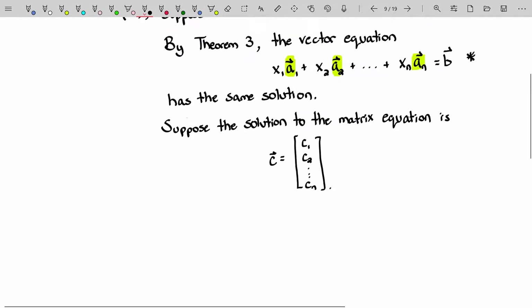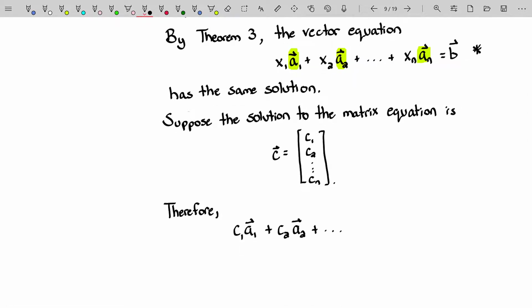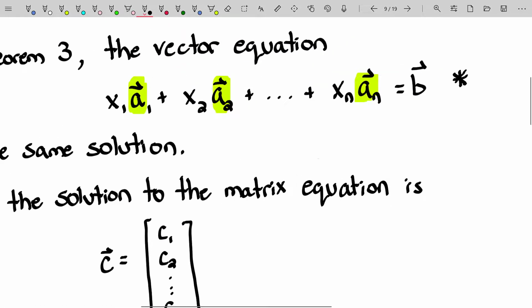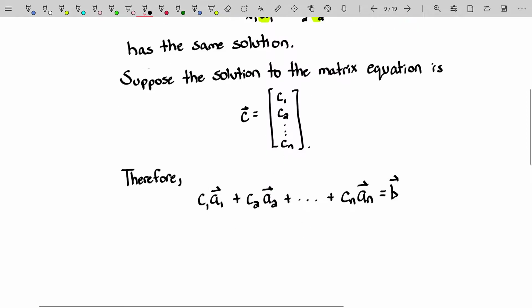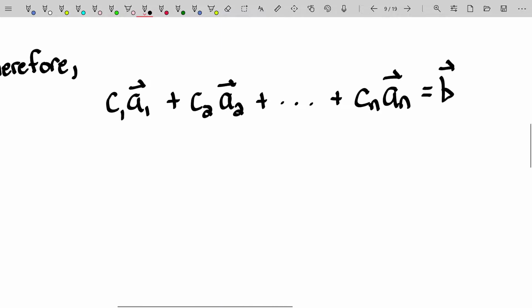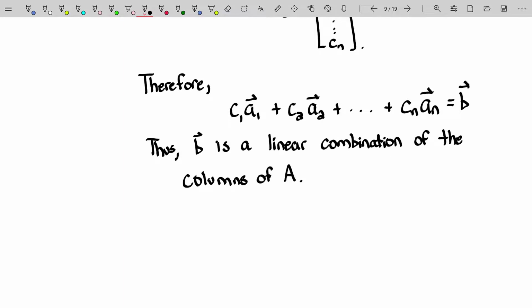which by the way means that, because that solves a matrix equation, it also solves the vector equation. That is, when we plug it into that asterisk equation up here, the vector equation, we get an identity, or what we would call a truth statement, that this left-hand side is equal to the right-hand side. That is, b is a linear combination of the columns of A, because remember, each one of these vectors is a column vector of A. So b is a linear combination of the columns of A with weights c1, c2, all the way to cn.